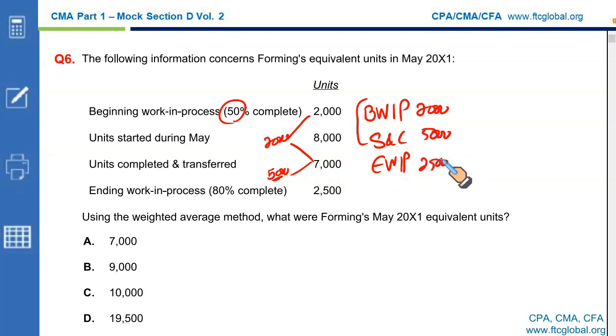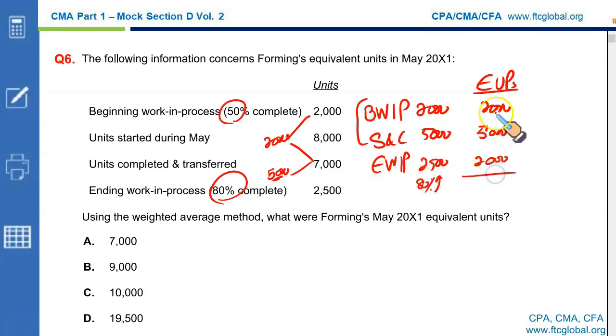Now, under the weighted average method, beginning work in process and started and completed are always considered 100%. So I'm just going to quote these as the EUPs, equivalent units of production, for material and conversion cost, whatever is given. Now the ending work in process is 2,500 units and it is 80% complete, meaning they are 2,000 equivalent units. So I simply took 80% of 2,500. Adding these up will give you 9,000. So using the weighted average method, what were Forming's May equivalent units? It's going to be B, 9,000.